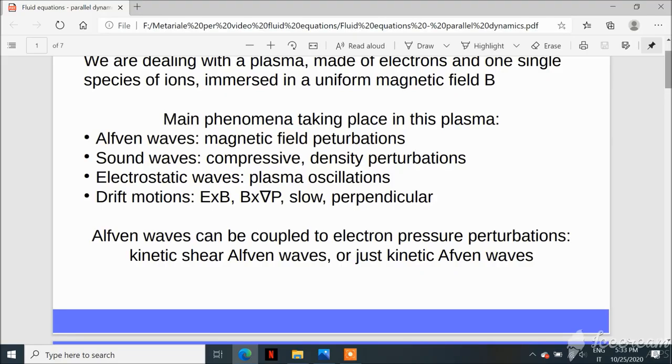And in this case, I consider transverse Alfvén perturbations. So they are Alfvén waves which oscillate in the plane perpendicular to the magnetic field and propagate parallel to the equilibrium magnetic field.